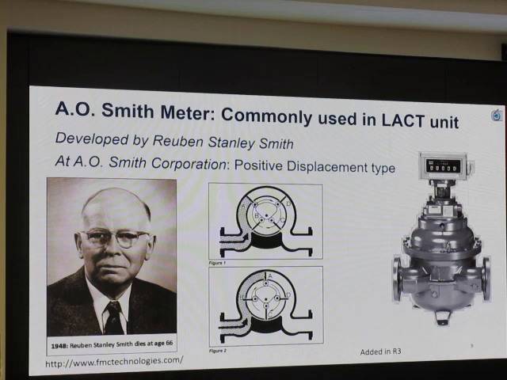It works like a vane pump, except it doesn't pump. It looks like a vane pump, but it doesn't pump. It takes a certain volume in, counts, and lets it go out. It registers every time that it moves. Then we know how much is coming out. This is a PD type flow meter.